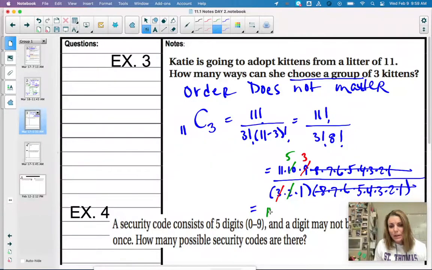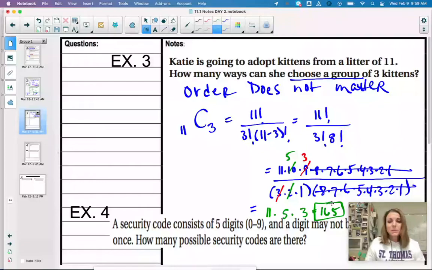And we're left with 11, a 5, and a 3. And 11 times 5 times 3 is 165. There are 165 ways that Katie can choose a group of 3 kittens when order does not matter. If order would have mattered, there would have been many, many more ways to choose the kittens.